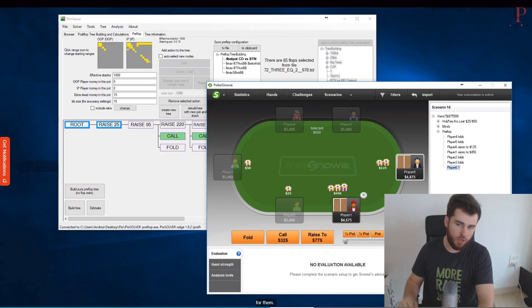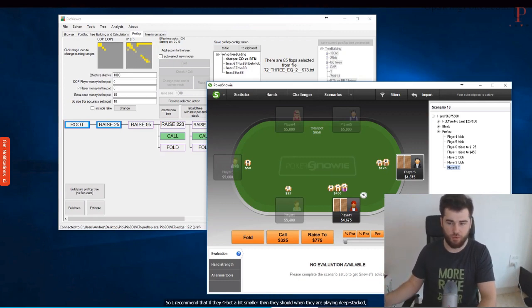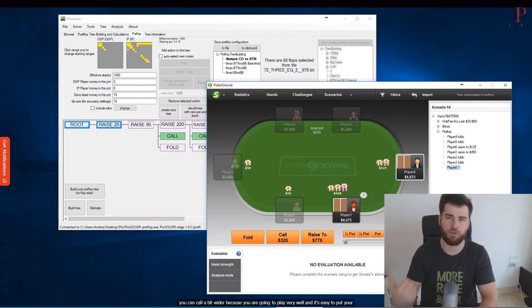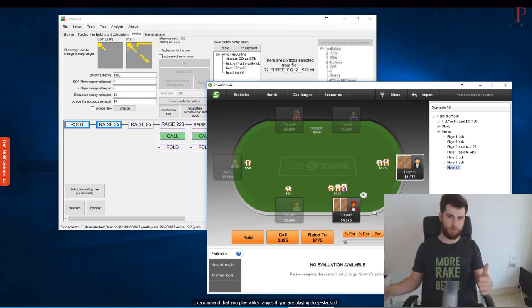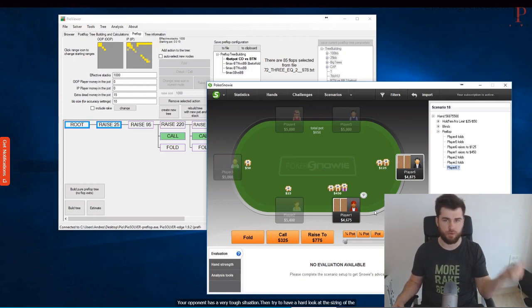So once we know that they will be playing tighter, it's also true that it will be a nightmare for them. So I recommend that if they 4-bet a bit smaller than they should when they are playing deep stack, you can call a bit wider, because you are going to play very well, and it's easy to put your opponent out of his comfort zone. It's also very likely that they are going to commit bigger mistakes than you are. So I recommend you play wider ranges if you are playing deep stack, because your opponent has a very tough situation.